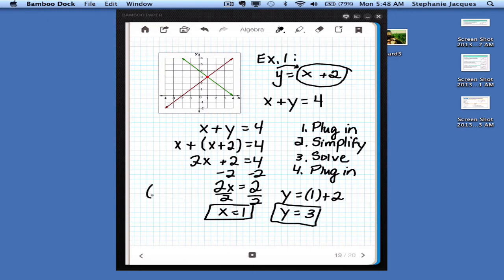So my coordinate point, my point of intersection, or my solution to this system is 1, comma 3. Go over 1, up 1, 2, 3. Point of intersection right there. Awesome. Worked out. Okay, let's look at another one.